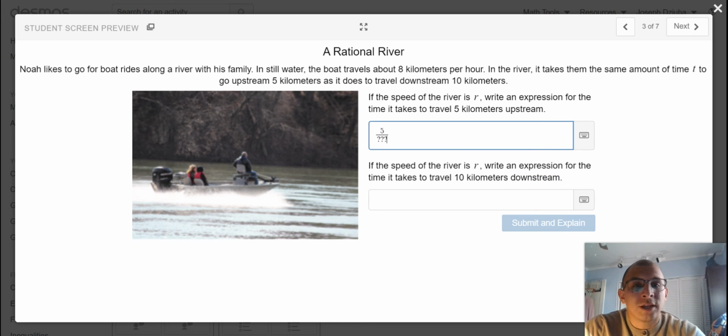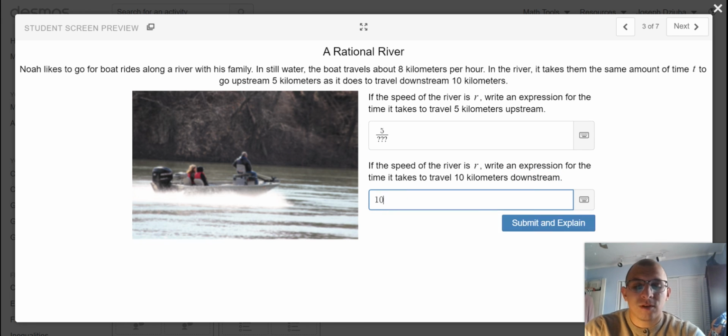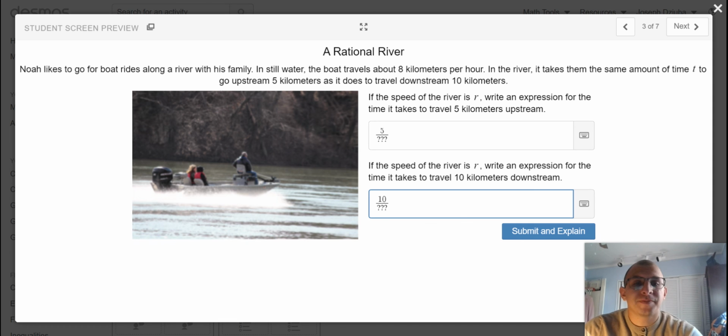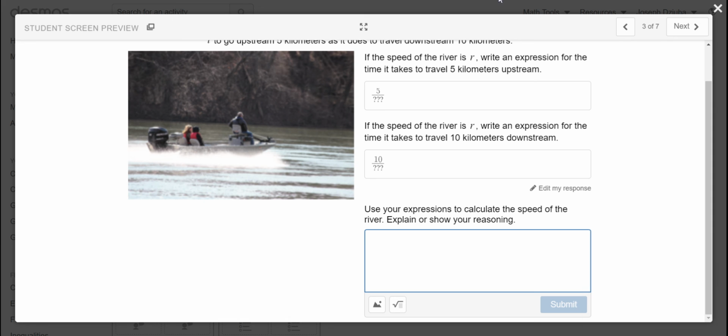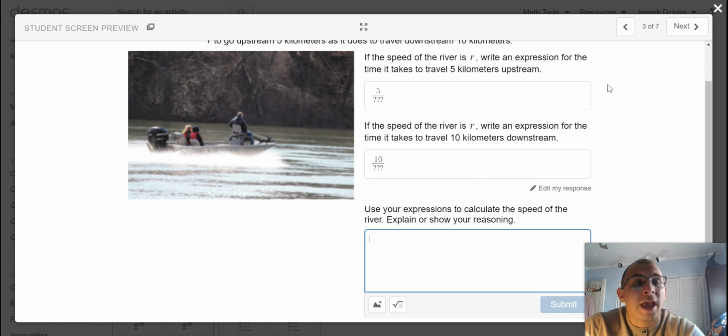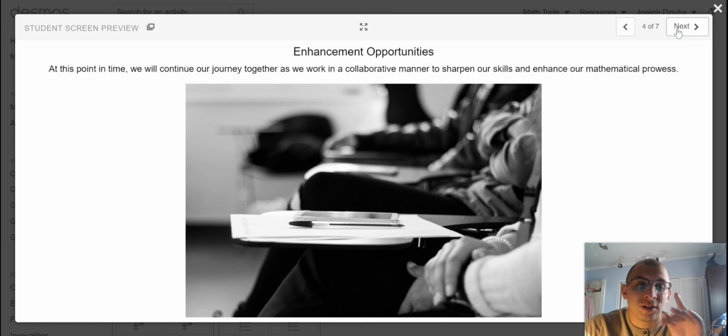So when you do determine whatever your expressions are, I would like for you to calculate the actual speed of the river using the expressions that you were able to generate. And that is where we will ultimately conclude for today, because tomorrow's lesson, or activities, I should say, will really hammer home our ability to solve rational functions.